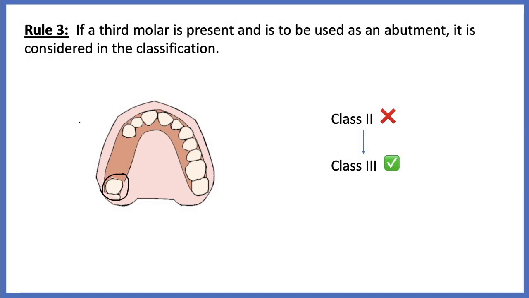Rule 3 states that if a third molar is present and is to be used as an abutment, it is considered in the classification. In this example, the third molar is present and will be used as an abutment, so this will no longer be Class 2. It will be Class 3 since there are remaining natural teeth anterior and posterior to the edentulous space.